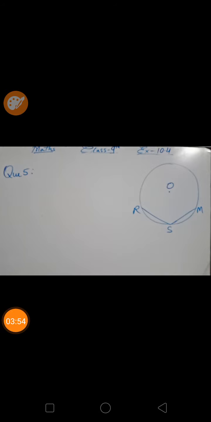Now come to question number 5. Three girls, Reshma, Salma and Mandeep, are playing a game by standing on a circle of radius 5 meter drawn in a park. Reshma throws a ball to Salma, Salma to Mandeep and Mandeep to Reshma. If the distance between Reshma and Salma and between Salma and Mandeep is 6 meter each, what is the distance between Reshma and Mandeep? You can see this is a circle where the three girls are playing. This is Reshma, this is Salma, this is Mandeep.